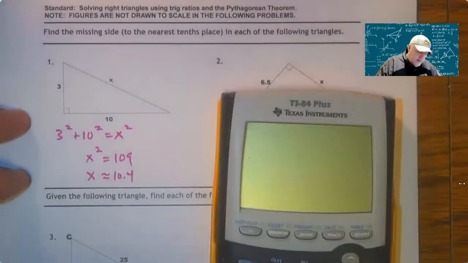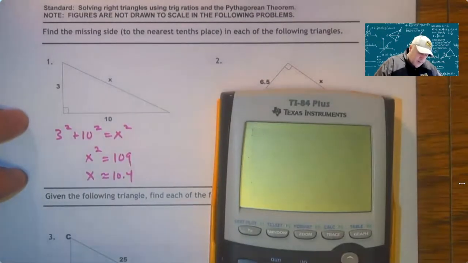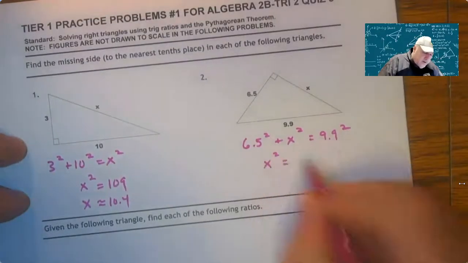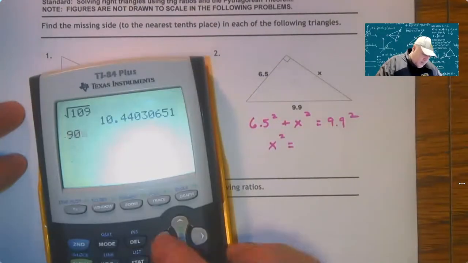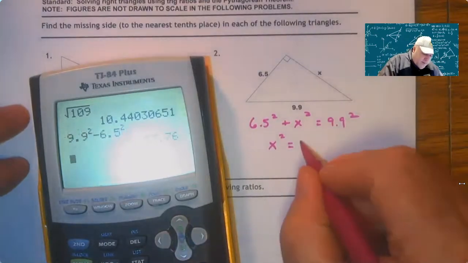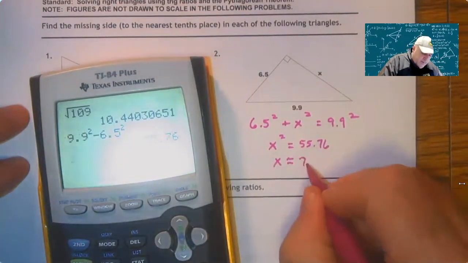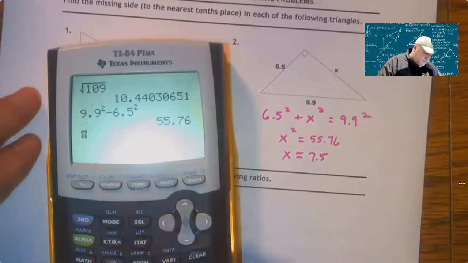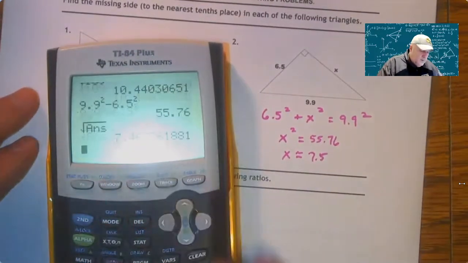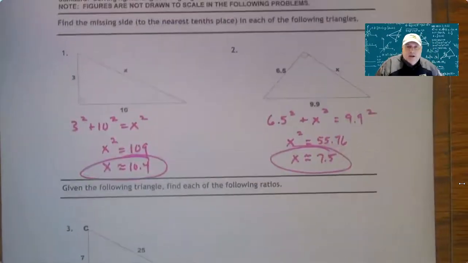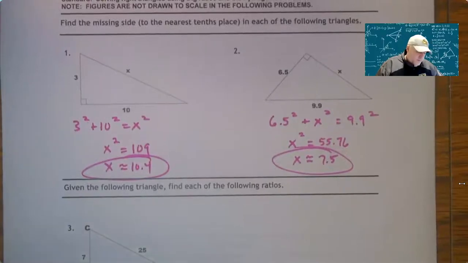So you want to isolate x squared. Okay, so here x squared is 9.9 squared minus 6.5 squared, 55.76. And then you square root that and you get 7.5. And please do that accurately and round it accurately to the nearest tenths place.